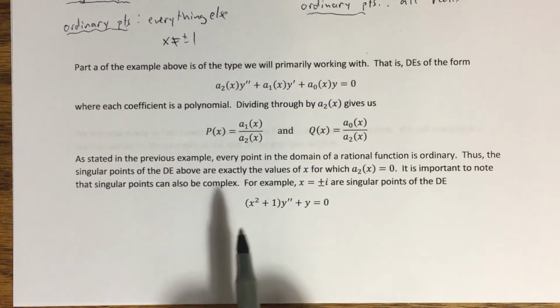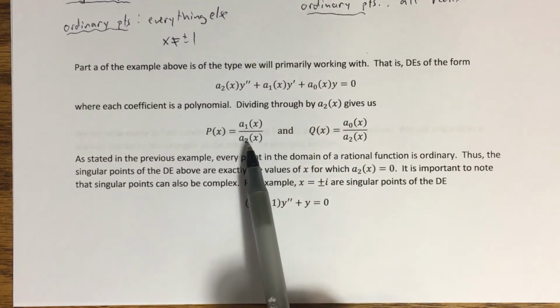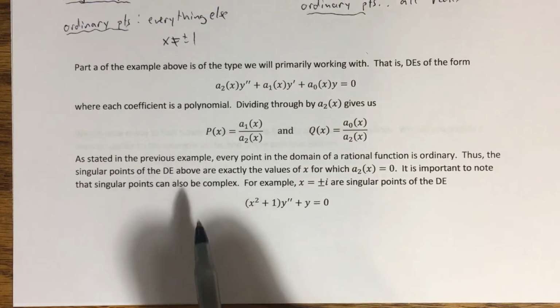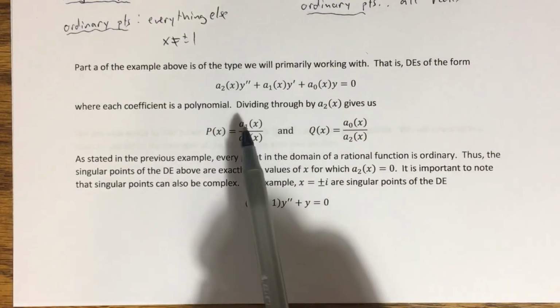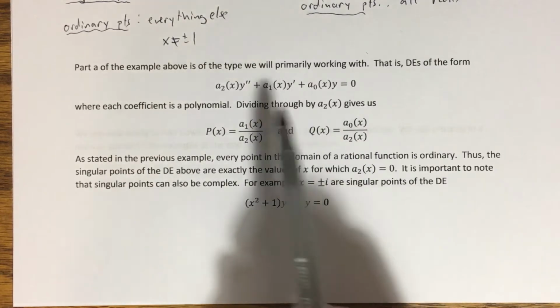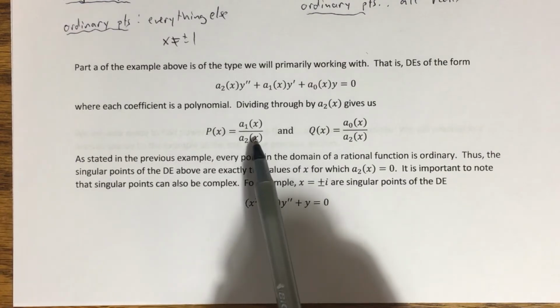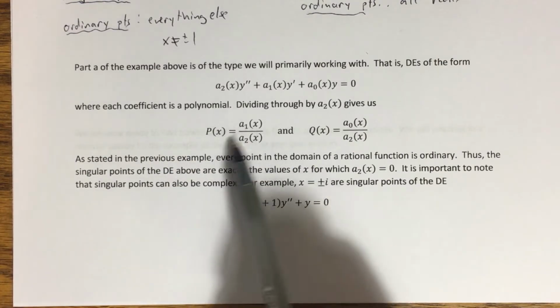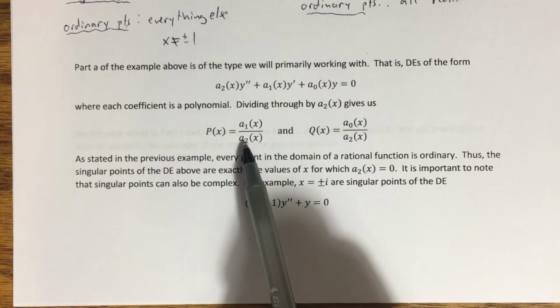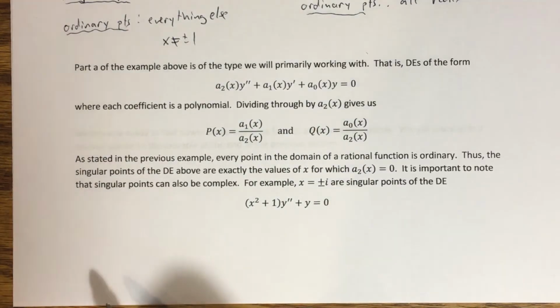And in those cases, the singular points of those functions are exactly the zeros of the function a2. And this is true even if this division causes terms to cancel out. Even those terms that cancel out will produce singular values. So you actually don't want to do the cancellation here if the goal is to find singular points.